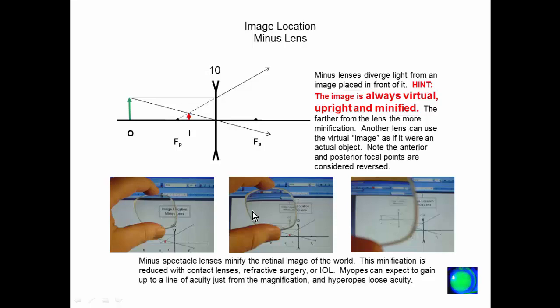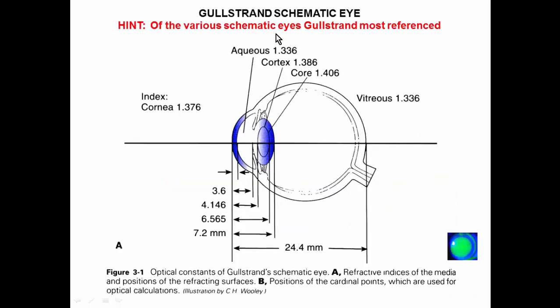With minus lenses, it doesn't matter where you hold the lens, the image is always going to be virtual, upright, and minified. There's this concept of the schematic eye. There's a number of schematic eyes that have been developed by people over the years, or maybe even centuries. In this case, the Gullstrand eye is a commonly used one, and there are components standardized with regard to curvatures of the different surfaces, refractive indices of the different surfaces, axial lengths.